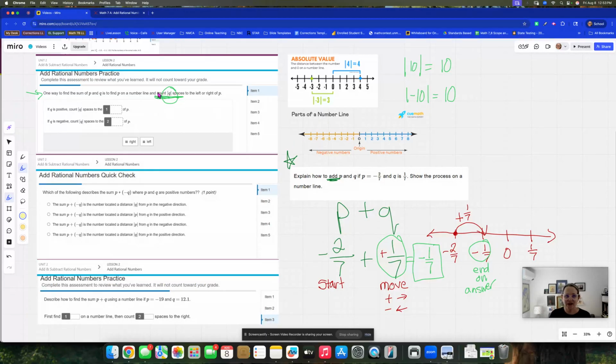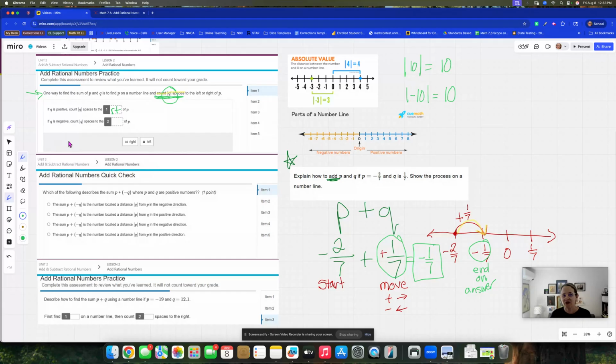So here, count absolute value of Q spaces to the left or right. Okay, that's what they're talking about here. The absolute value is the number of spaces you have moved. All right, so if Q is positive, that's what I just did. Q is positive. Okay, if Q is positive, we're going to go to the right.